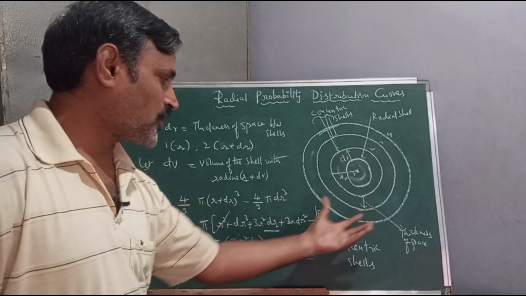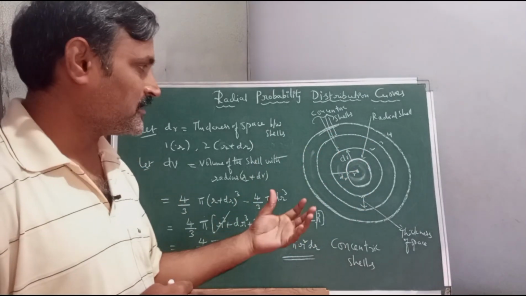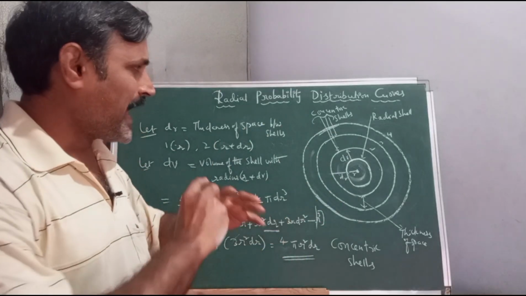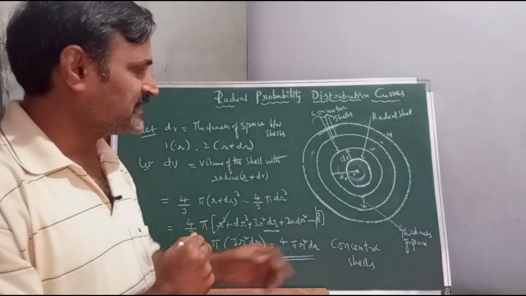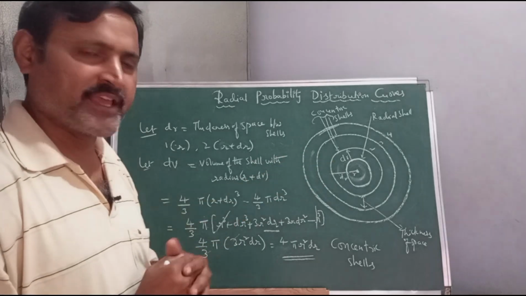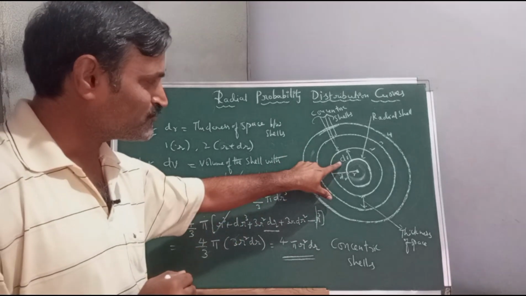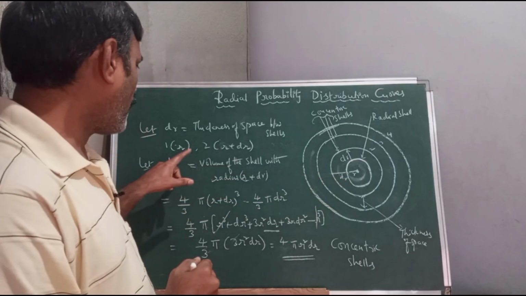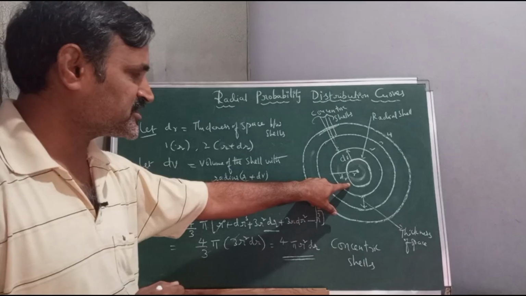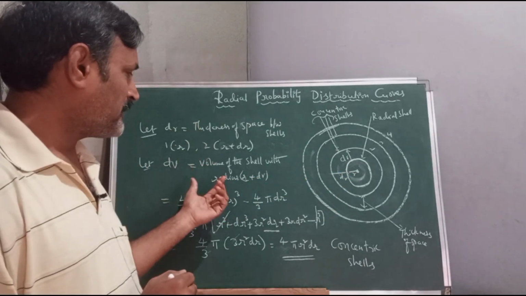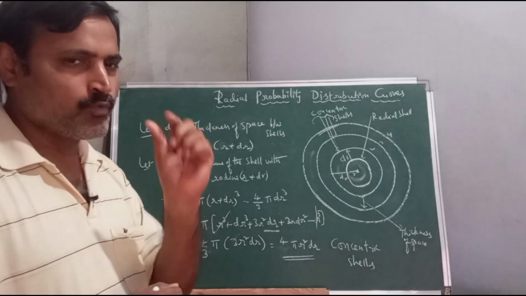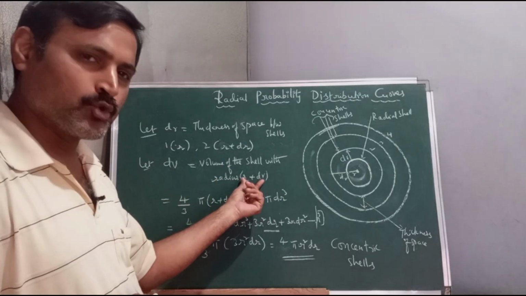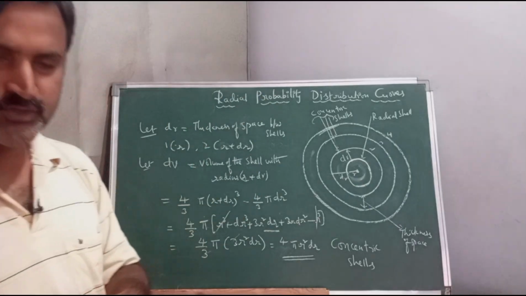a large number of different concentric shells assumed around the nucleus, with the thickness of the space between the shells being dr. The volume of the shells, that infinitesimally small volume between the shells, should also be included. Okay, let us see this.